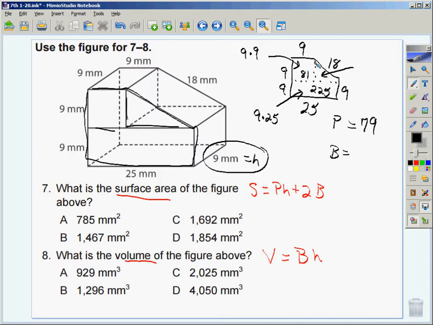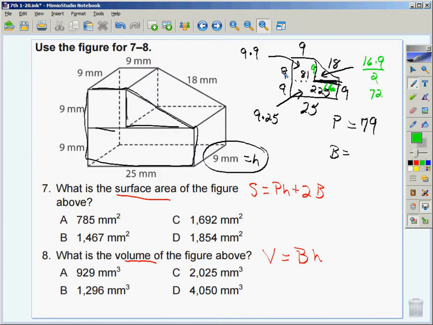How would I find the area of this triangle? Think about it. This is the base, so I've got to actually find out what that is. This is 25 minus 9, which is 16. And this is 9. So it's going to be 16 times 9 divided by 2. It's 72.